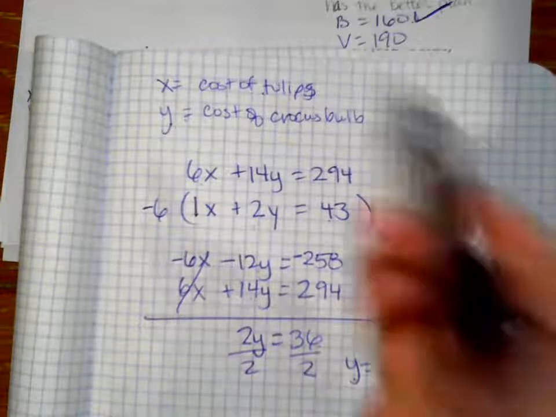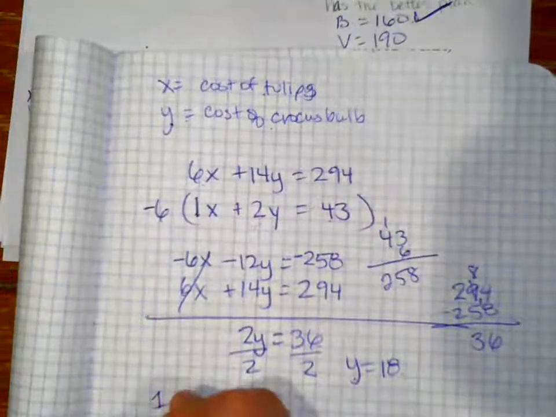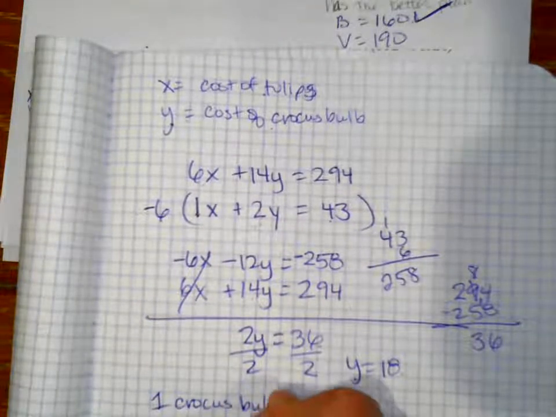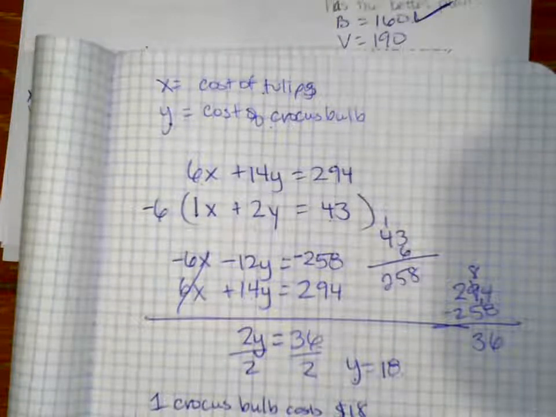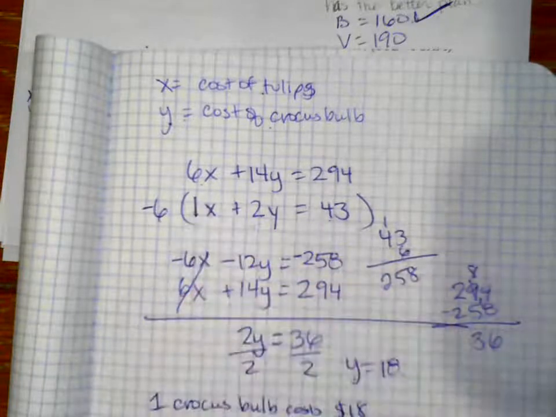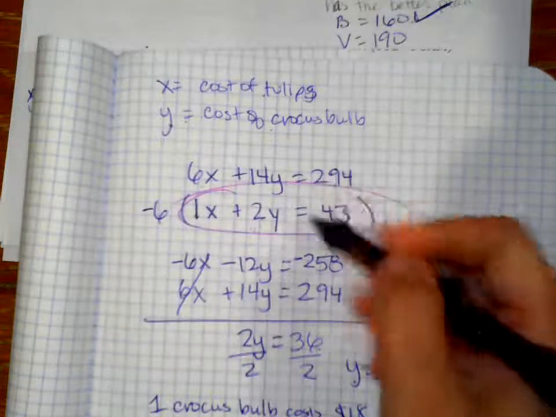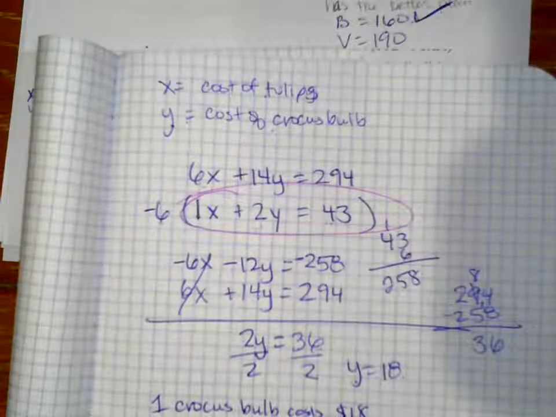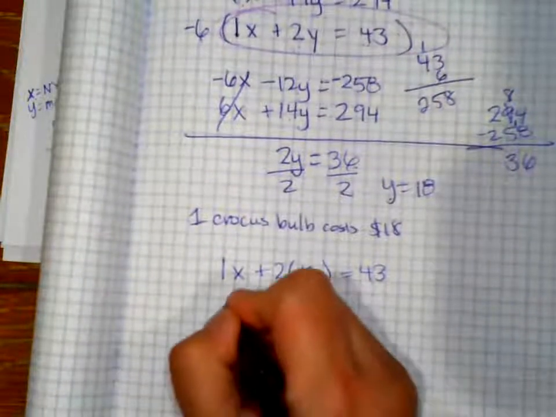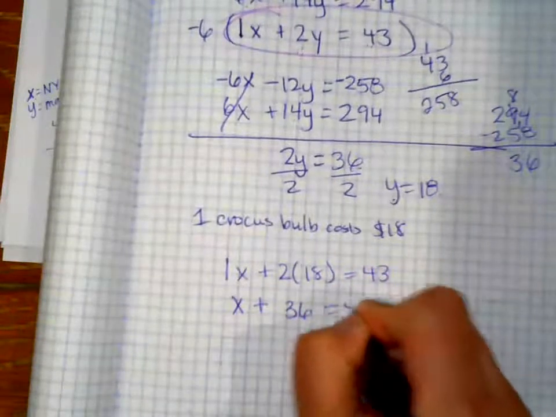So what did I just find? I just found the cost of 1 crocus bulb. Okay, so 1 crocus bulb costs $18. And then I need the cost of a tulip, so I can plug it into this equation. I think this one's probably the easiest right there. The numbers are way smaller than that one. So I'm going to get 1x plus 2 times 18 equals 43. Sorry, you guys can't see that. It gives me x plus 36 equals 43.